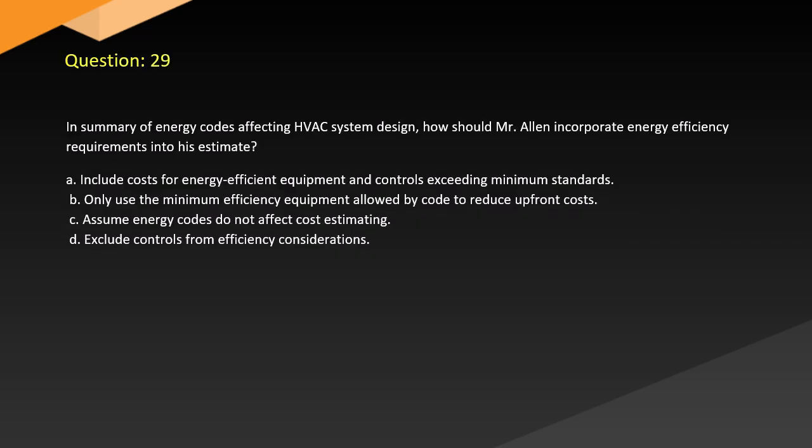Question 29. In summary of energy codes affecting HVAC system design, how should Mr. Allen incorporate energy efficiency requirements into his estimate? A. Include costs for energy-efficient equipment and controls exceeding minimum standards. B. Only use the minimum efficiency equipment allowed by code to reduce upfront costs. C. Assume energy codes do not affect cost estimating. D. Exclude controls from efficiency considerations.